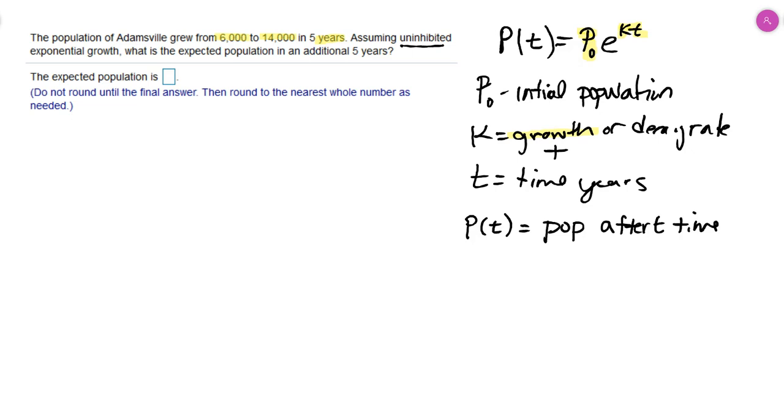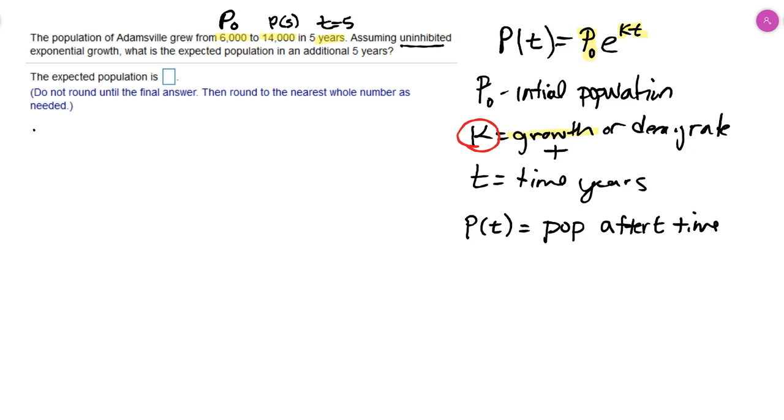So, looking at our problem again, I just want to read over it one more time. We have that the population grew from 6,000 to 14,000 in 5 years. So we start with 6,000, and since we're starting with 6,000, that's going to be our P naught, our initial population. And then if we grow to 14,000 in 5 years, we have a time of 5 years, and we get to a new population, P of 5, and that new population is 14,000. So I'm going to be able to use those pieces of information in order to find the growth rate.